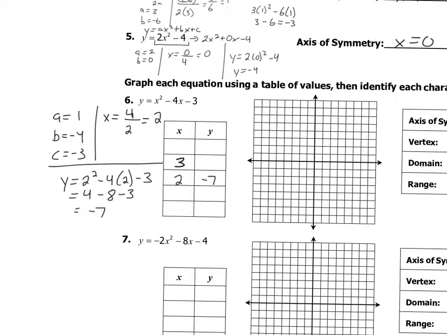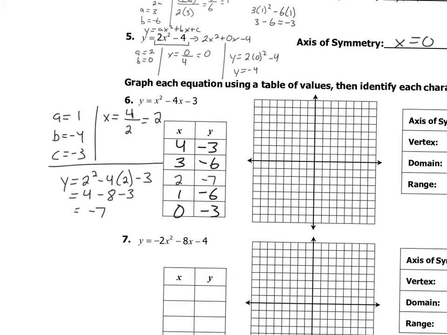This would be 3 and 4. This would be 1 and 0. So at 0, we're going to be at negative 3. That would mean that at 4, we're also going to be at negative 3. At 1, let's see, it would be 1 squared, which is 1, minus 4, which is negative 3, and then minus another 3 would be negative 6, which would mean that we'd also be at negative 6 when we're at 3.